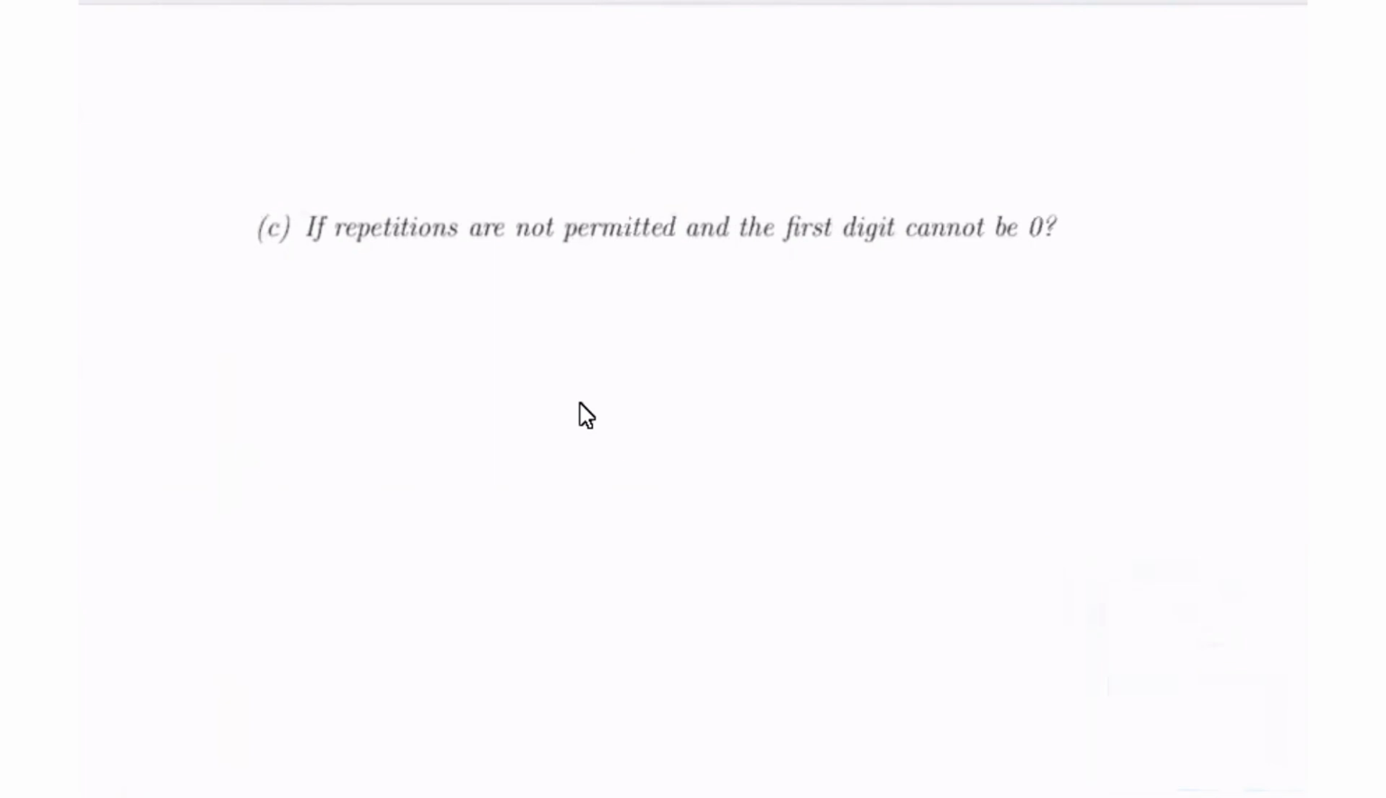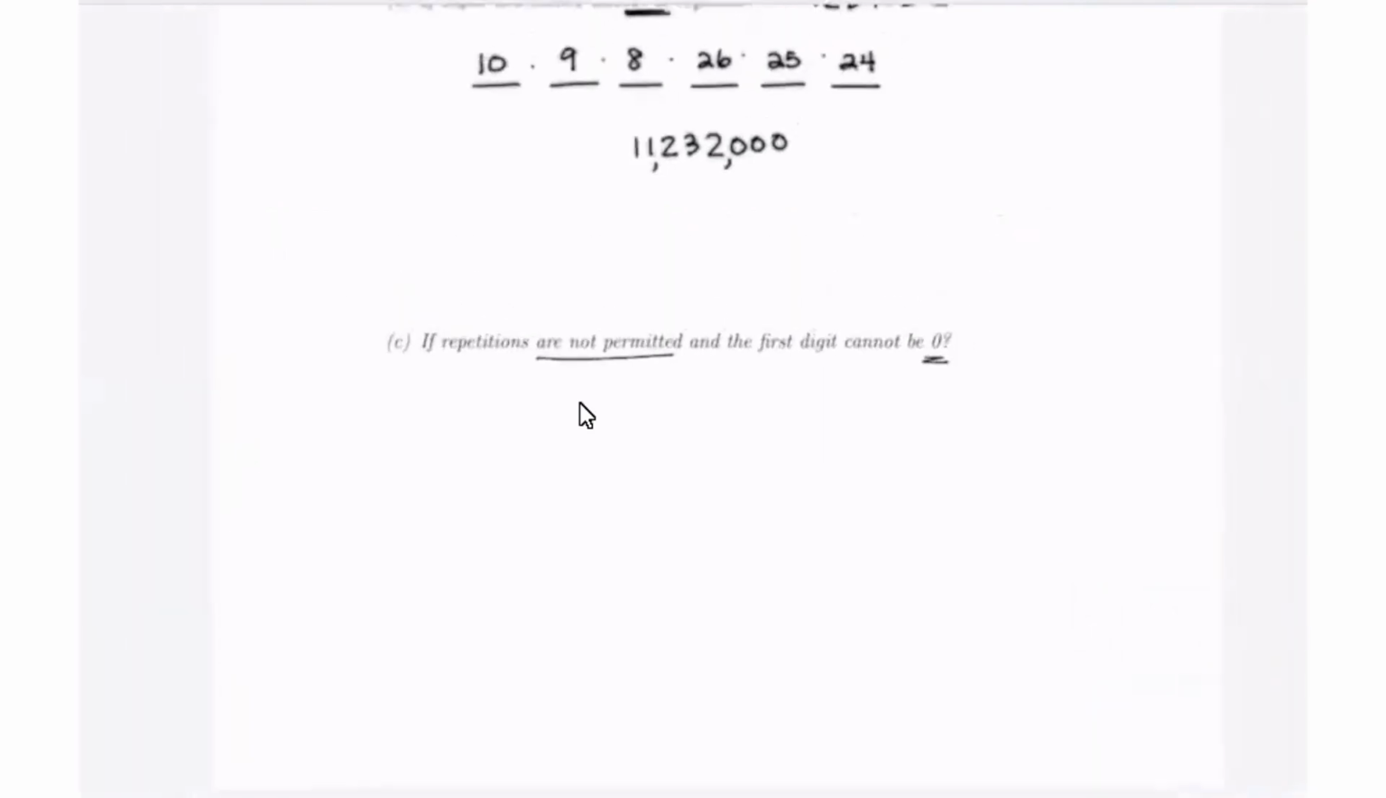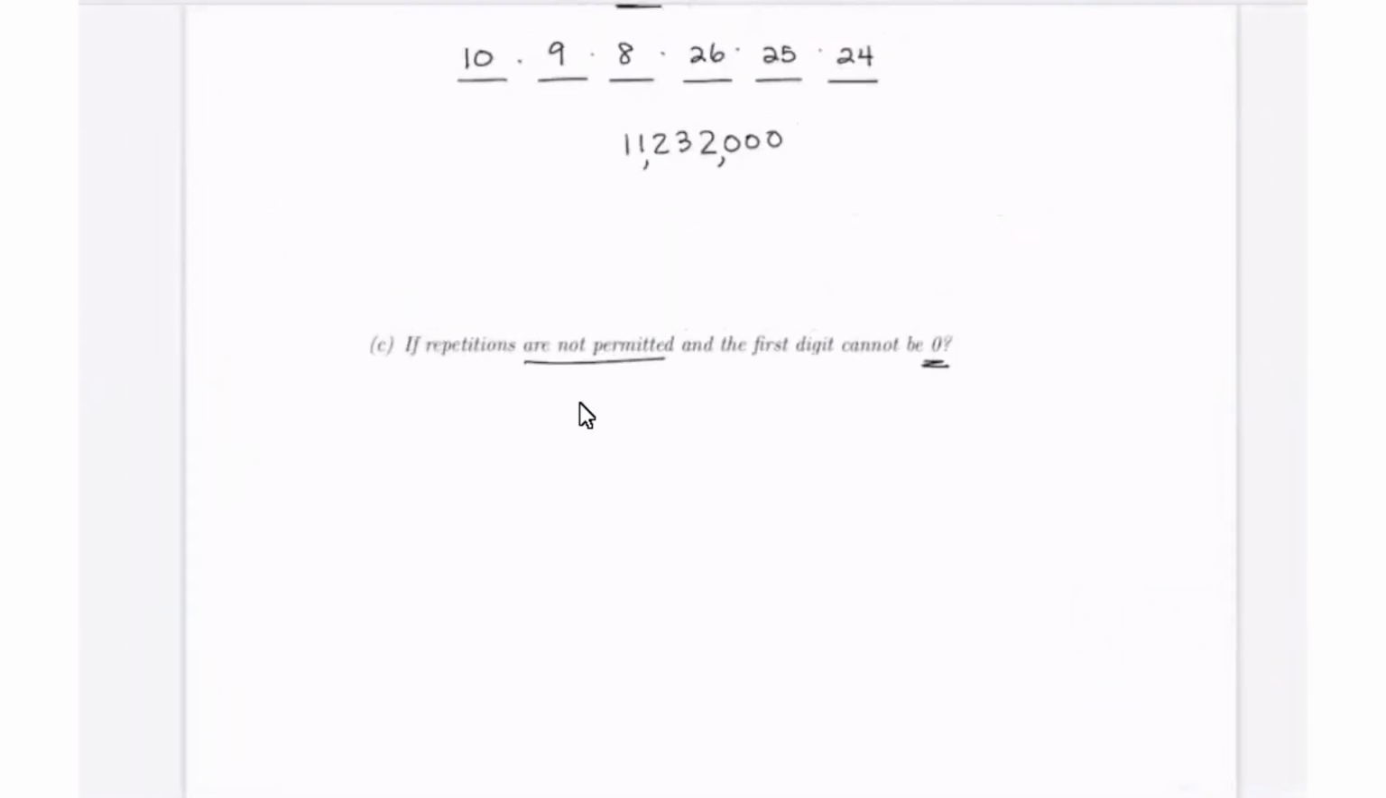If repetition is not permitted, the first digit cannot be 0. Okay. Wait, what was the answer for the last one? Sorry, okay, let me see. All right, so digits cannot be repeated. Okay, so no repetition, and the number cannot begin with a 0.